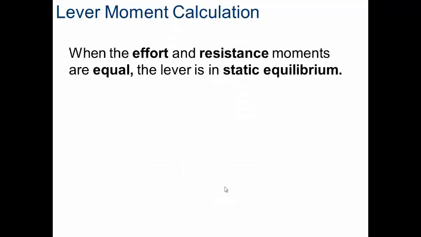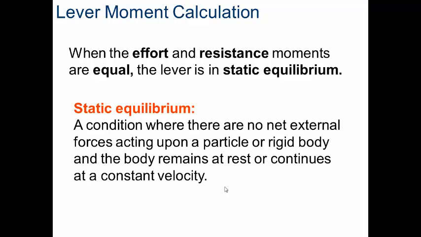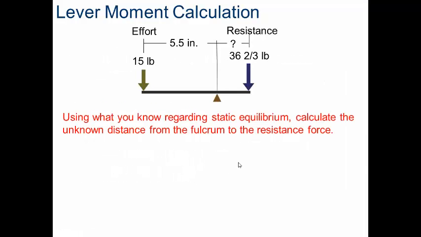When the effort and the resistance moments are equal, the lever is in static equilibrium. Static equilibrium is just a condition where there are no net external forces acting on a particle or body, and that body remains at rest or continues at a constant velocity. For our purposes, we're going to focus just on the remains at rest part. So how is that used?